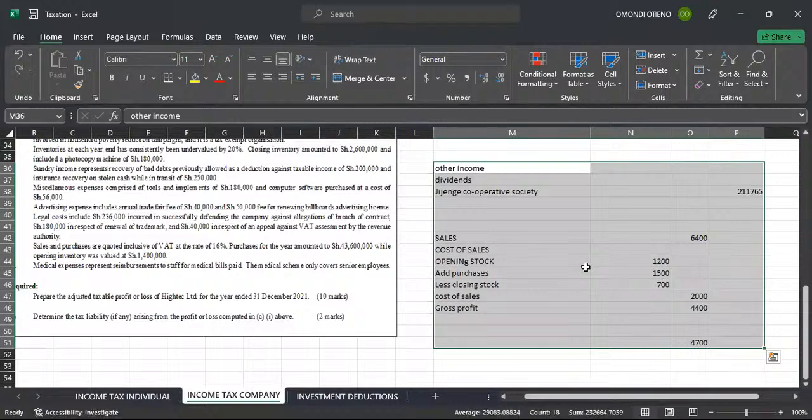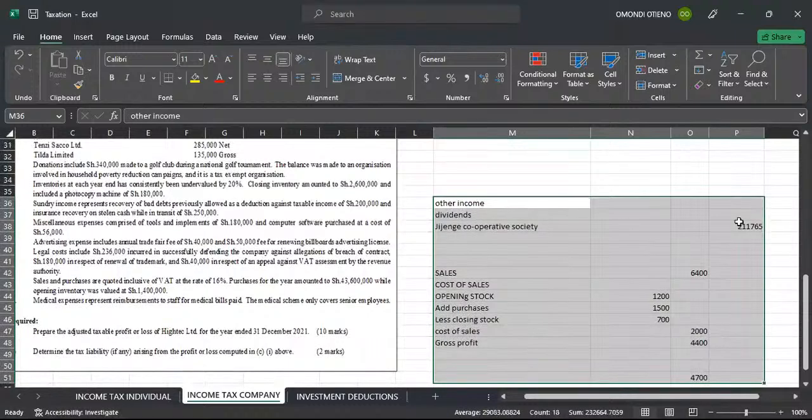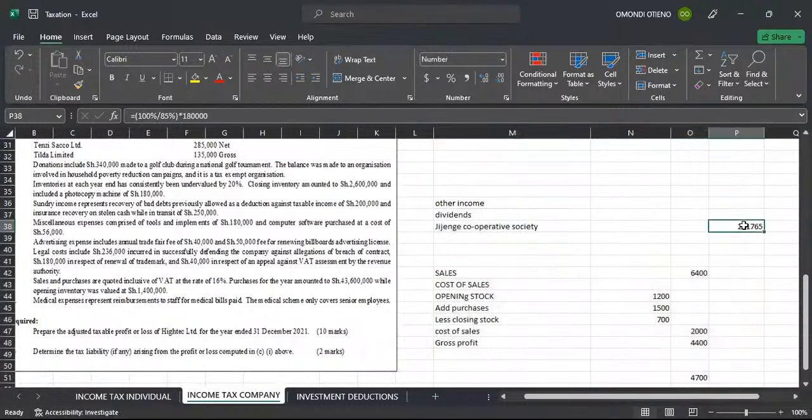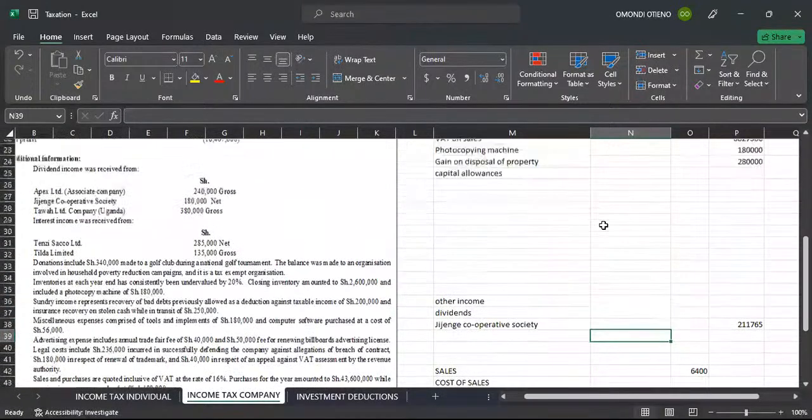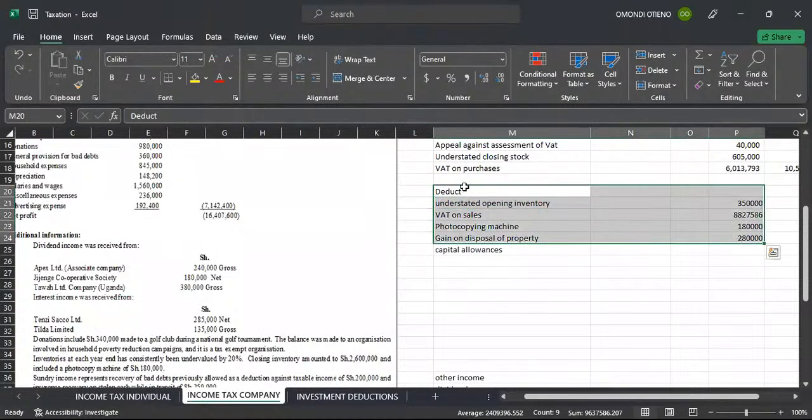That is what we have actually done. Check this one. It is 100% divided by 85%, multiply by 180,000. Okay, please pardon. So what is happening here is this. You are deducting expenses, things that are allowed to reduce our taxable income. And we deducted them up here.